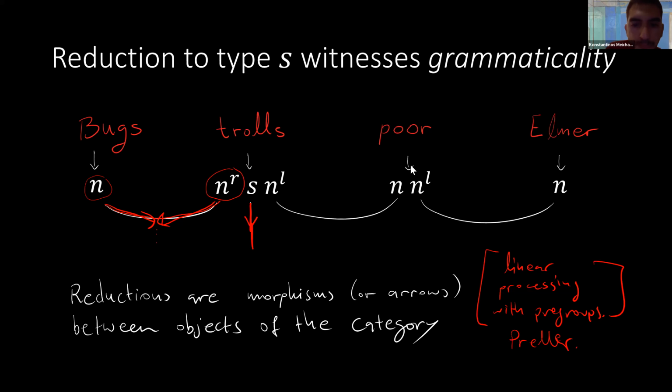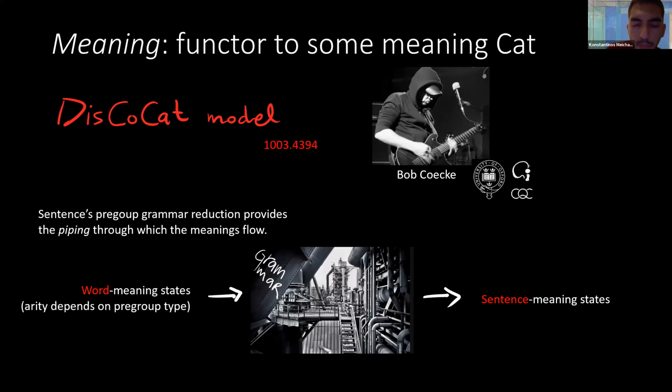Okay, so let's continue. So that was what the diagram of the grammatical parsing of a sentence looks like. And then the DiscoCat model was introduced by Bob here and the two other authors, Mehrnoosh and Stephen Clark. So this is the reference for the DiscoCat model, where it was first introduced. The idea here is that words are assigned vectors or tensors, and the grammatical parsing tells you how to contract these tensors.